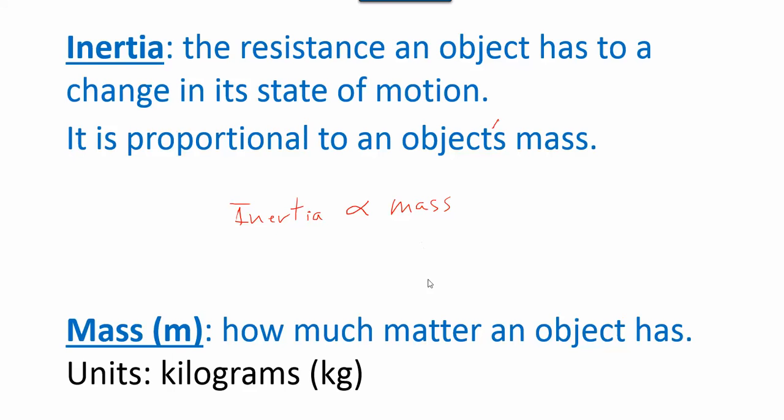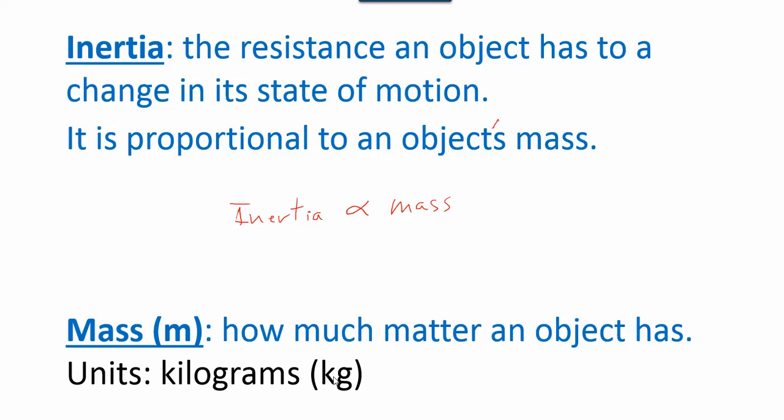Let's define mass below. It means how much matter an object has, and it's measured in kilograms. By matter we mean stuff. We mean atoms, and the particles that make up those atoms. It's measured in units of kilograms. That's the SI, the International System or metric unit for it, with symbol kg.